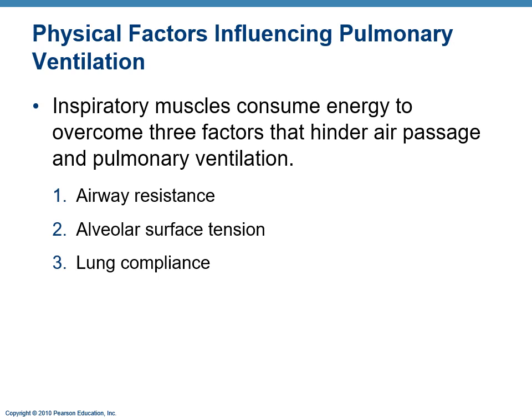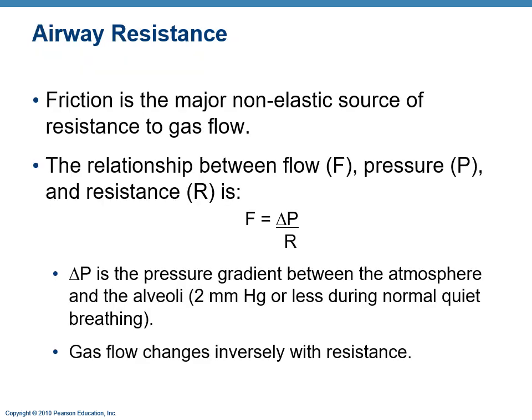When we talk about the factors that influence pulmonary ventilation, you're going to see a lot of similarities when we talk about blood flow. So inspiratory muscles consume energy to overcome three factors that hinder air passage and pulmonary ventilation: airway resistance, alveolar surface tension, and lung compliance.